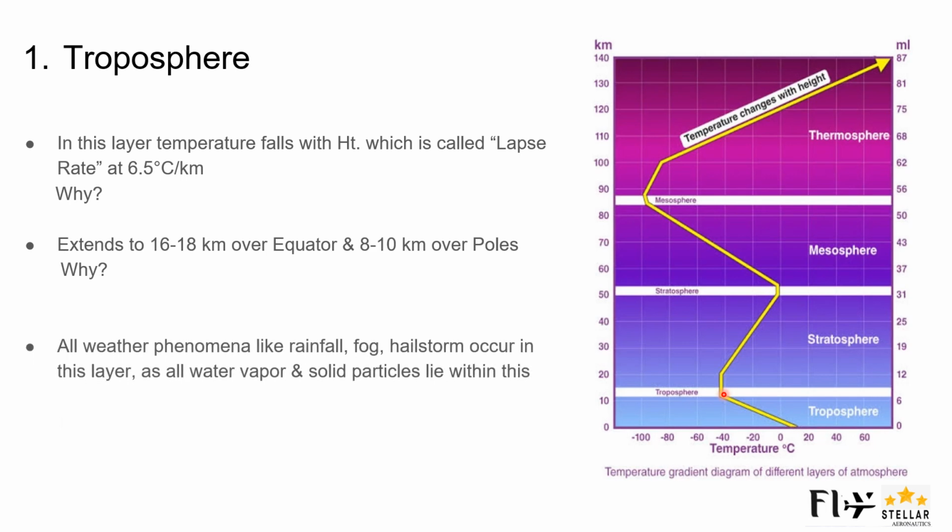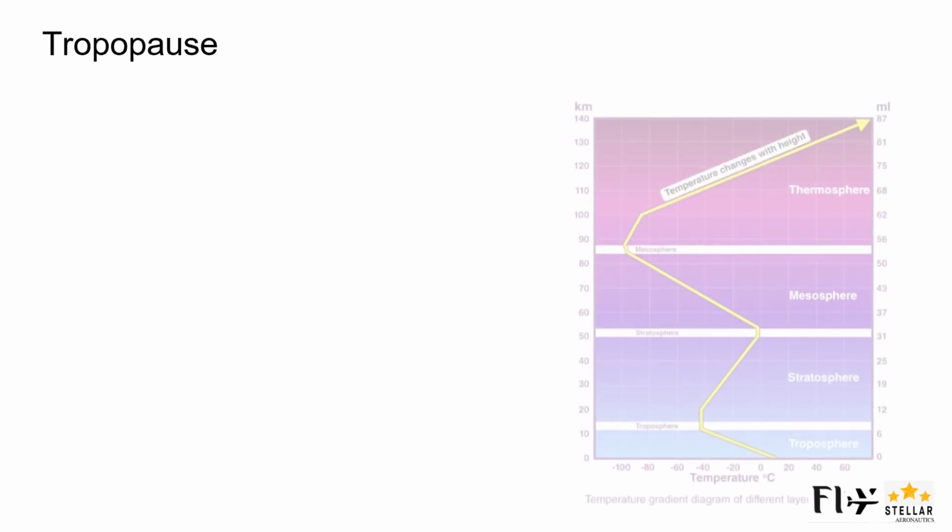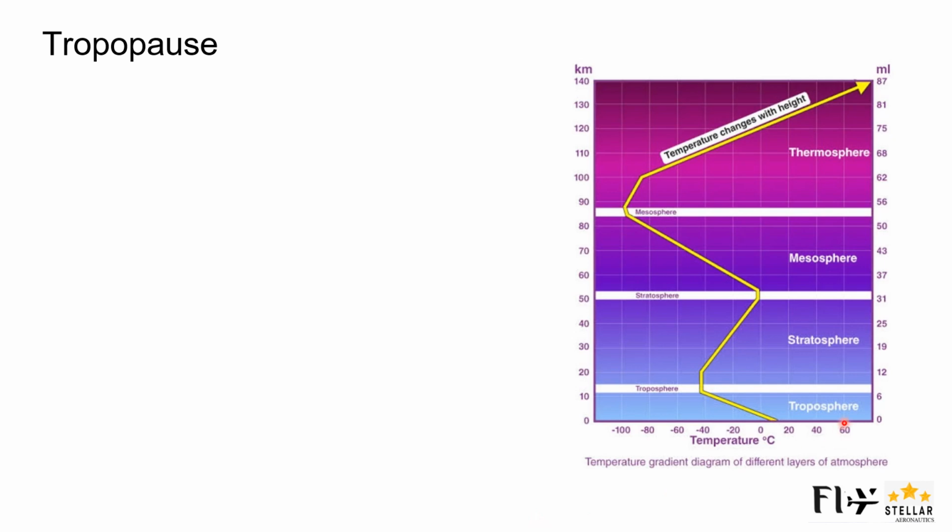All weather phenomena like rainfall, fog, hailstorm occur in this layer, as all water vapor and solid particles lie within this layer. Next is the tropopause, which is between troposphere and stratosphere. It acts as a boundary between them. In this, the temperature ceases to fall with height. This layer has a constant temperature, as you can see here.